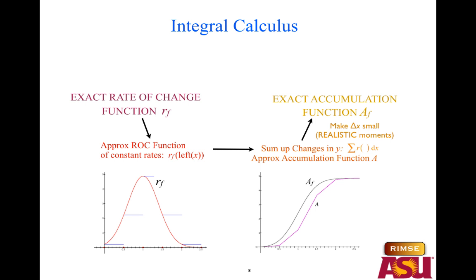How do we do that? How do we get from the approximate rate of change function to the approximate accumulation function? What do we do? Using what? Delta x. Using the rate times the change in the independent variable, right? And we sum up the little changes, right? Okay? So consequently, the approximate net accumulation function is a piecewise linear function, right?